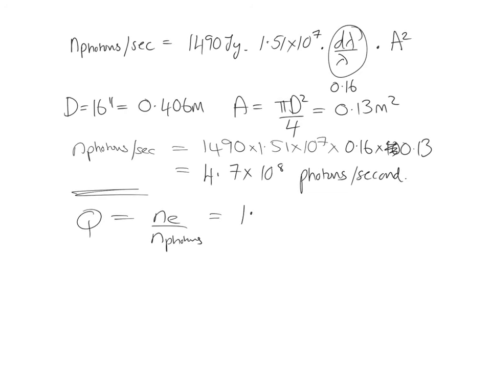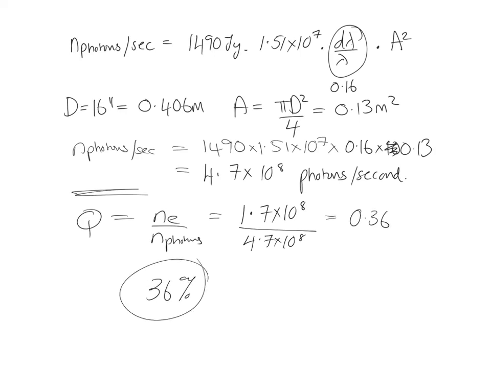But from my calculations, this is 1.7 times 10 to the 8 electrons per second divided by 4.7 times 10 to the 8 photons per second, which ends up being 0.36. So I end up with a 36% quantum efficiency in V-band through our telescope onto this CCD.